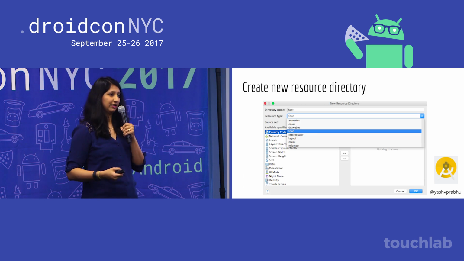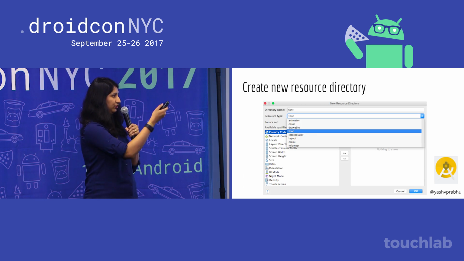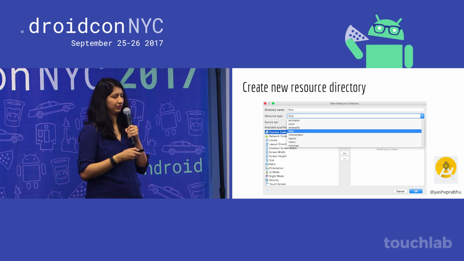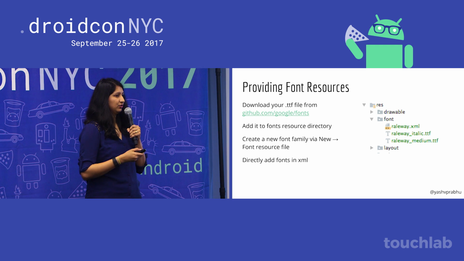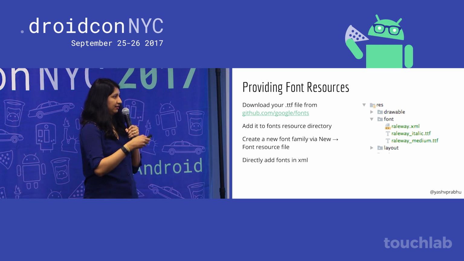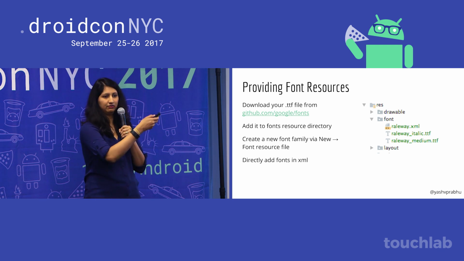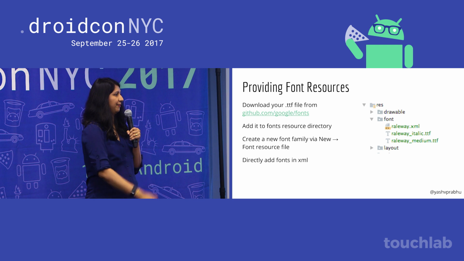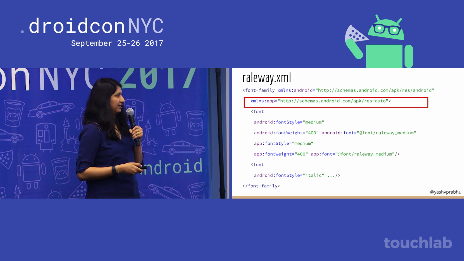This is yet another resource directory that you can create. So you can go to create new resource directory, create a font, and this is only available in Android Studio 3.0. And once you do that, you can download your TTF files. TTF files are for your fonts, and you can copy paste that into your fonts resource directory, and then create a new font family called Raleway in this case, because we're using the Raleway font. So here's the Raleway XML file. You add the fonts in here, Raleway medium, and whatever else you want to add.